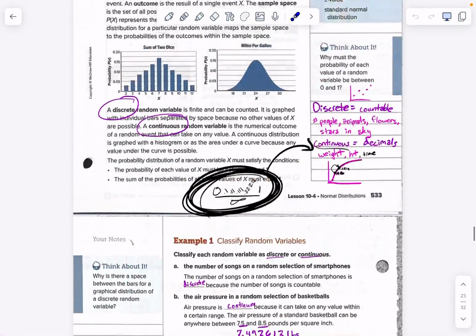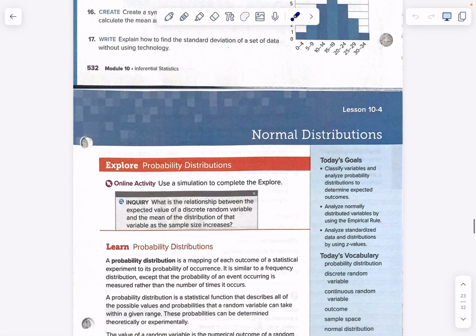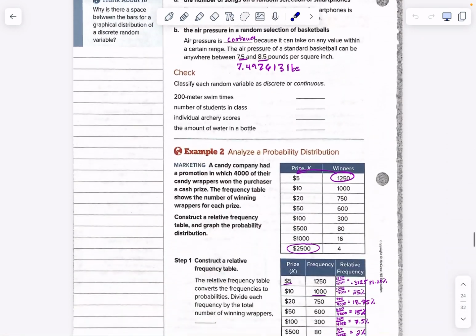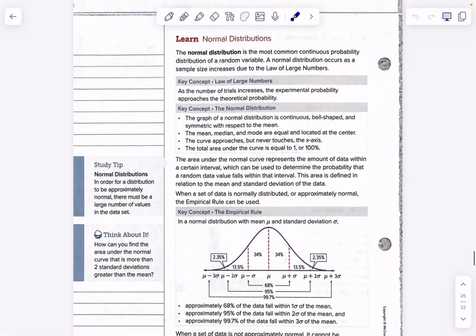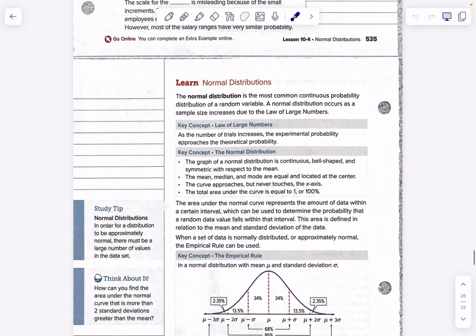Okay. We are on 10-4, and we're doing the second half of 10-4. Okay. No commentary. We got to listen. We are on page 536.